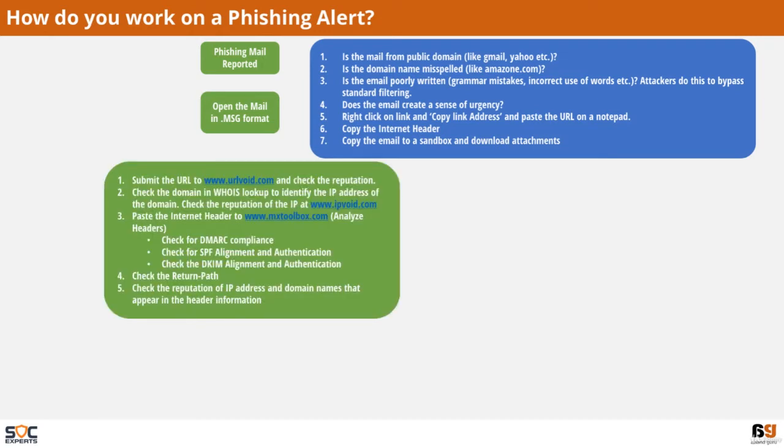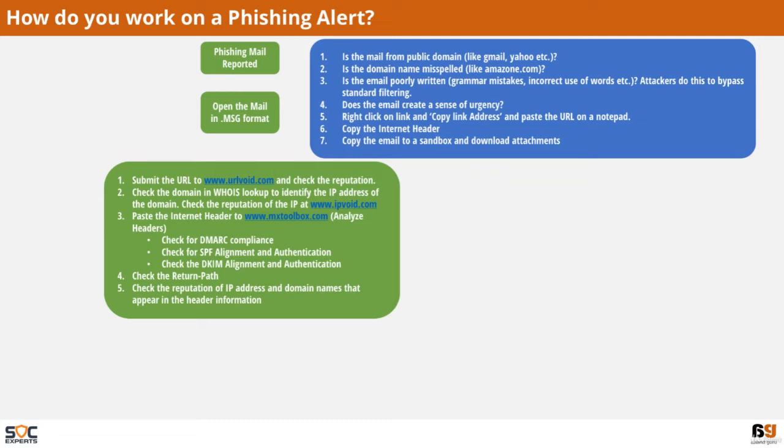We submit the URL to URLVoid and check the reputation. Check the domain in a whois lookup to identify the IP address of the domain. Check the reputation of the IP address at ipvoid.com. Paste the internet header into MX Toolbox and analyze the internet header. We need to check for DMARC, SPF and DKIM alignment and authentication.